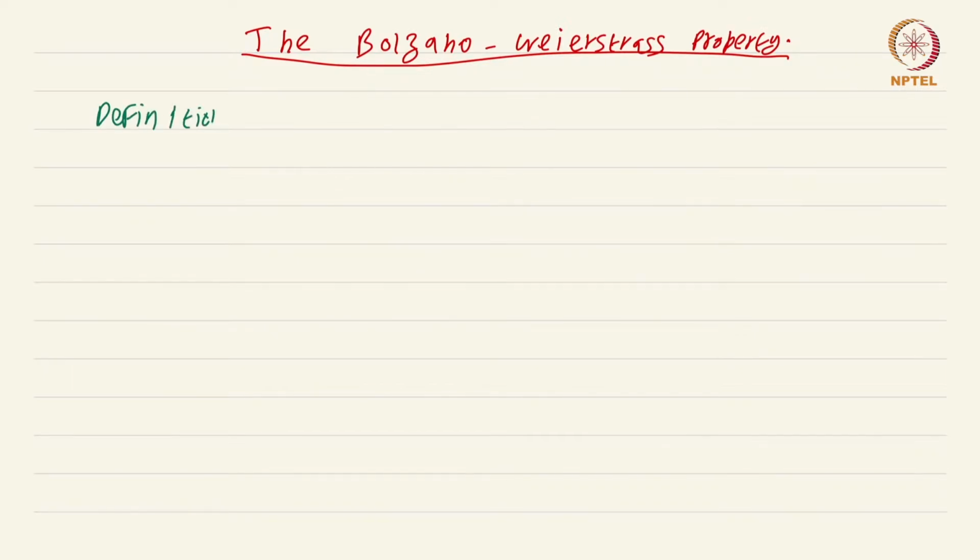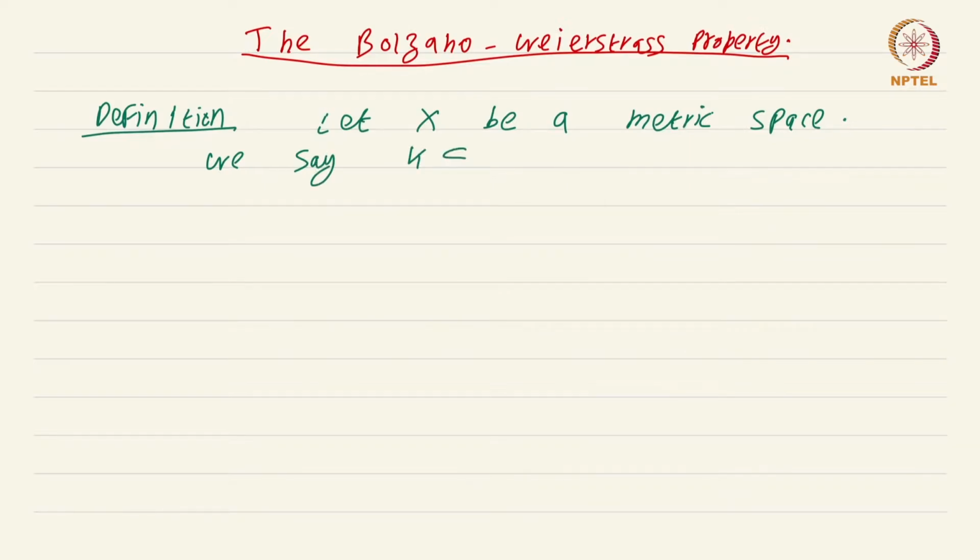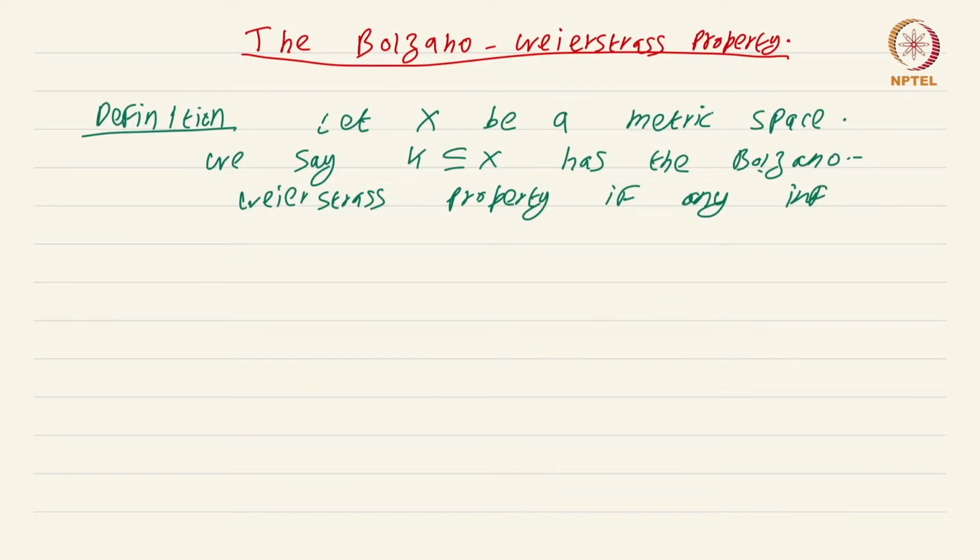Definition: let X be a metric space, we say K subset of X has the Bolzano Weierstrass property if any infinite subset A of K has a limit point in K. So this set K in the metric space X is said to have the Bolzano Weierstrass property if whatever infinite subset of K you choose, it will definitely have a limit point in K.